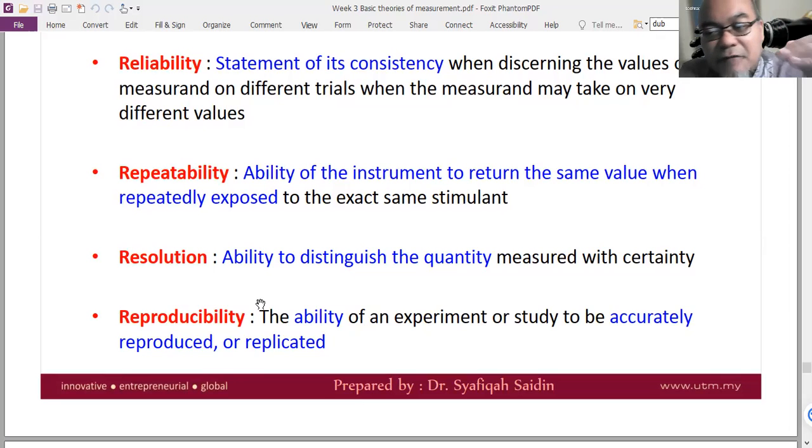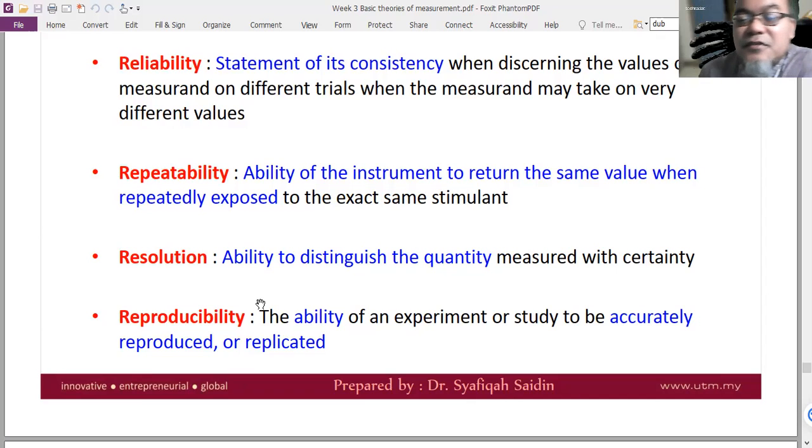So when you report a finding in a journal paper, and other people repeat your measurement, we don't call it repeat, but reproduce your experiment using the same method, using the same material, they should get the same result when that experiment is reproducible. When that experiment cannot be reproduced with the same result, it means that that experiment is not reproducible. So now you understand the difference between repeatability and reproducibility.